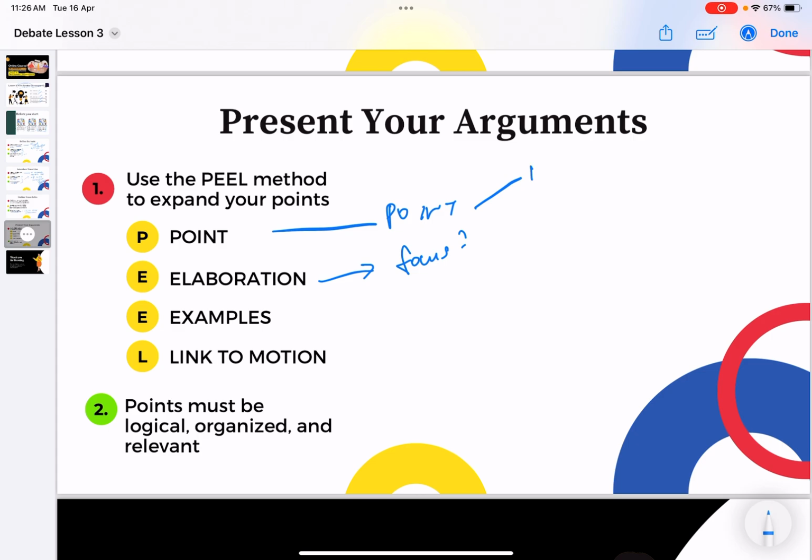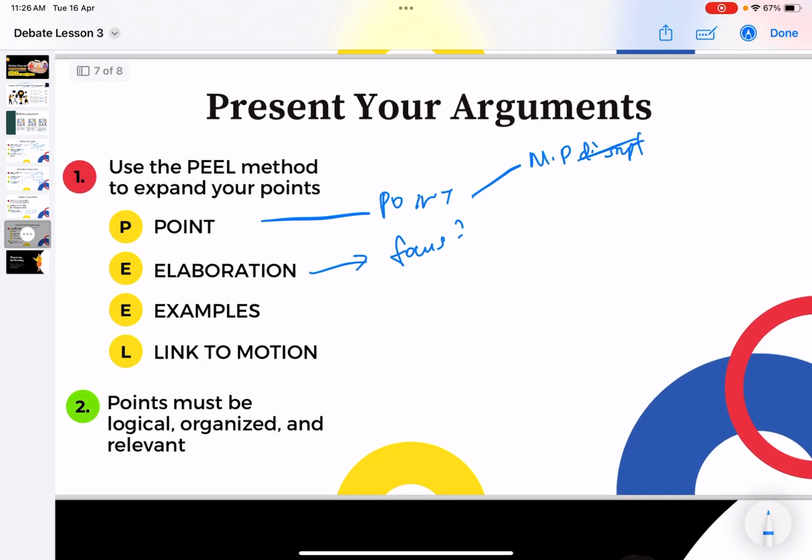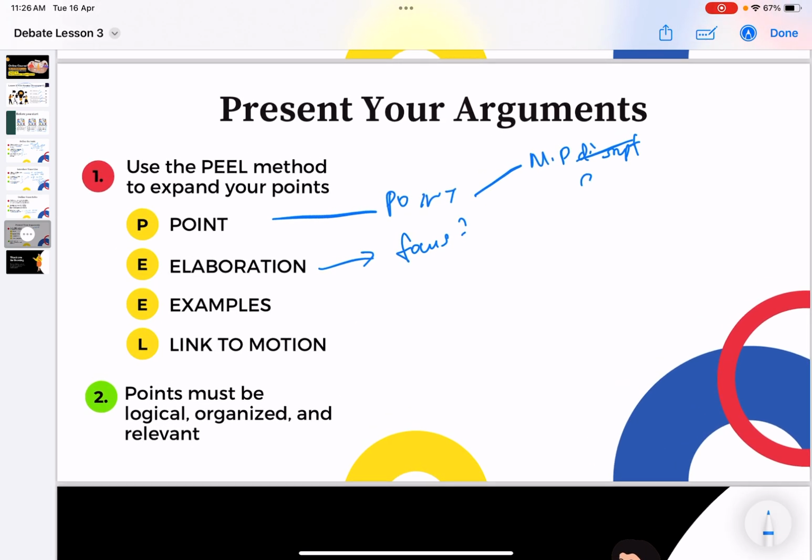So your point: mobile phones disrupt focus in the classroom. I'm not going to write "in the classroom," but make sure you have it there when you speak. Then you need to explain: what is focus, what is students' focus?